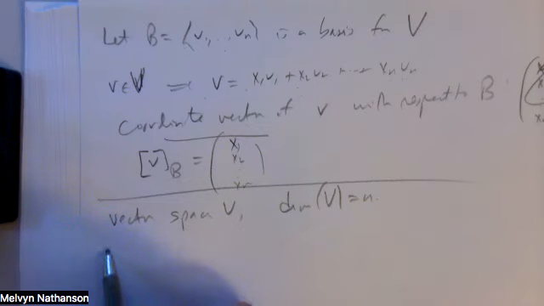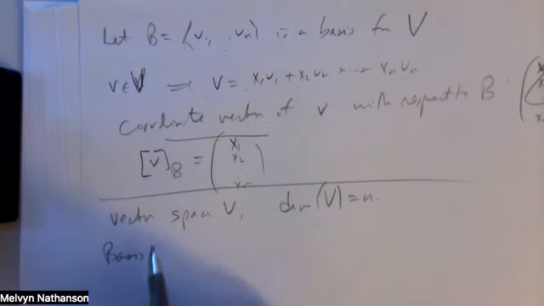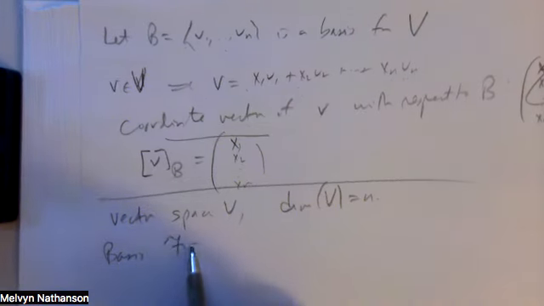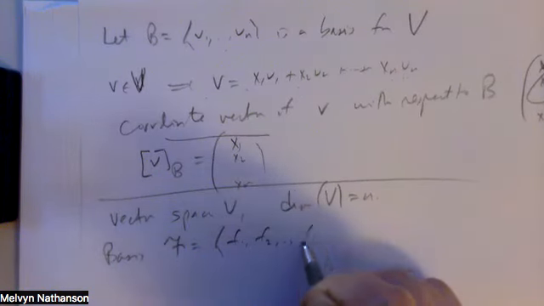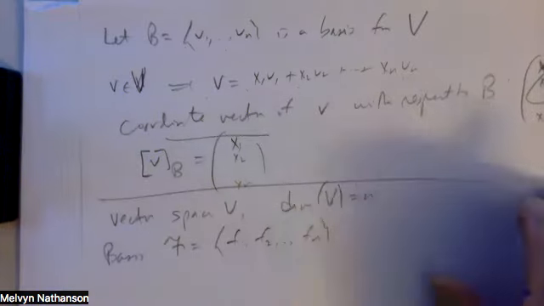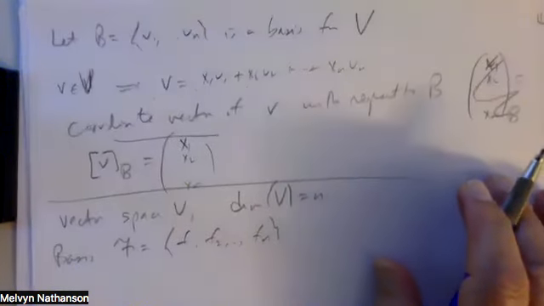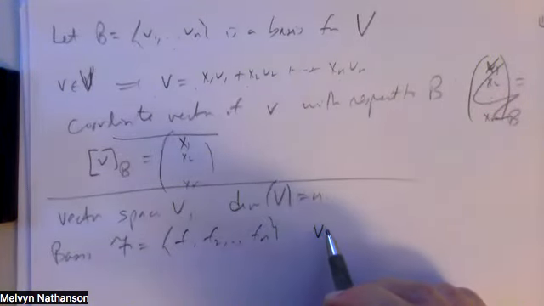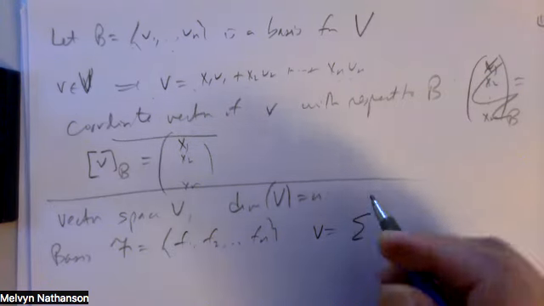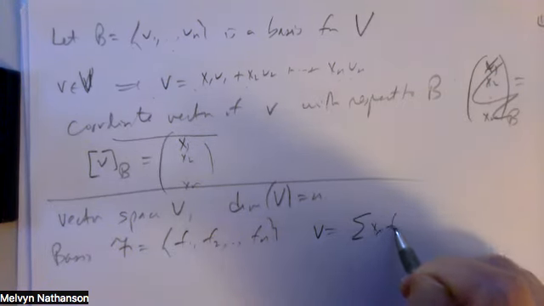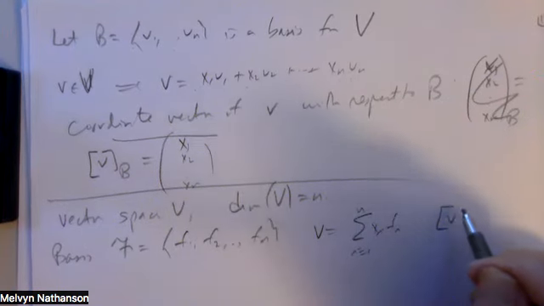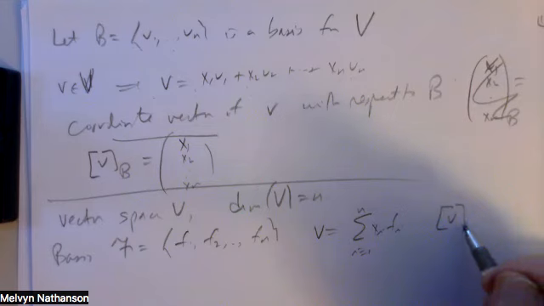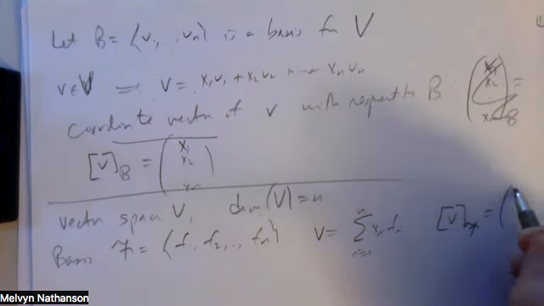We have a basis. Let's say we have a basis script F consisting of n vectors, f1, f2, up to f sub n. So every vector v can be written uniquely as some summation x_i f_i, i goes from 1 up to n. And the coordinate vector for v with respect to the basis F is x1, x2, down to xn.